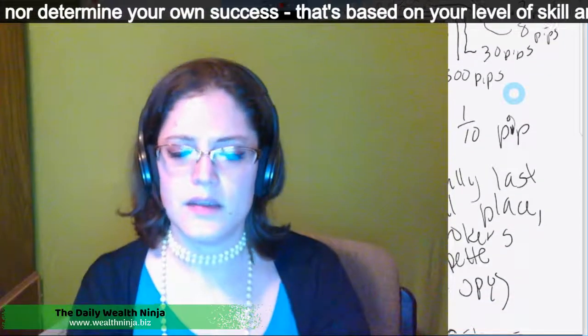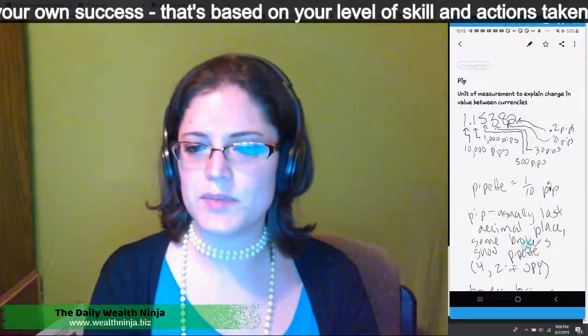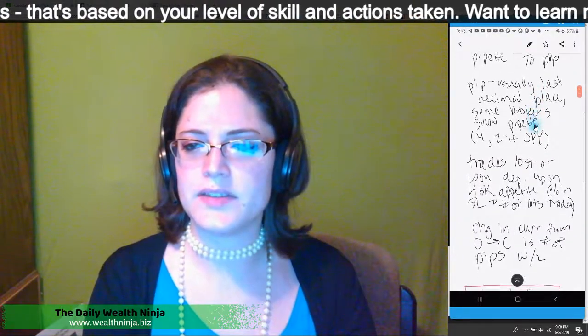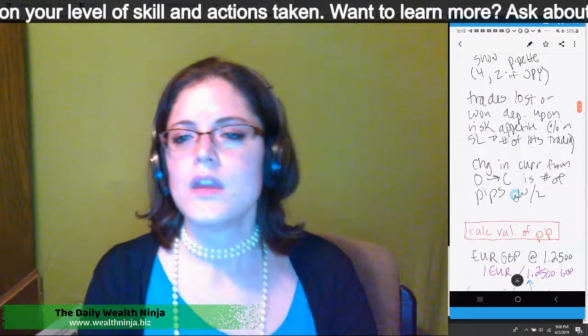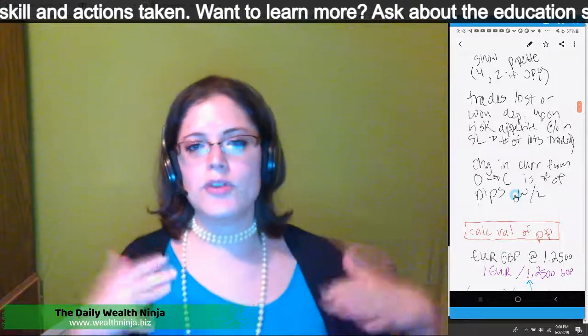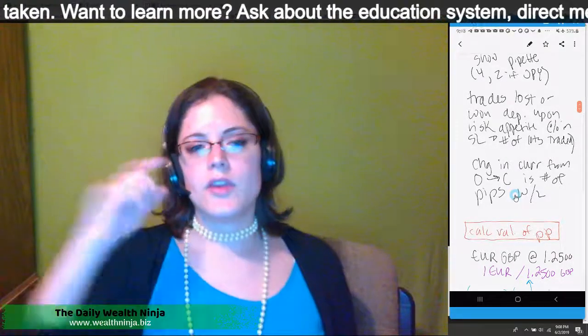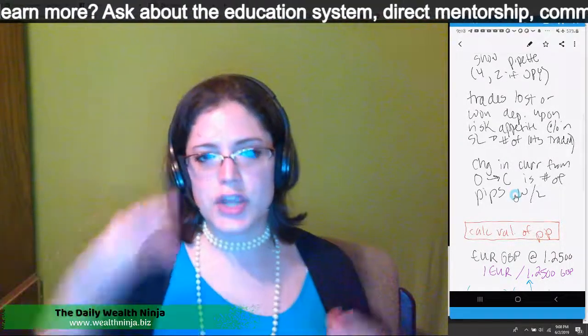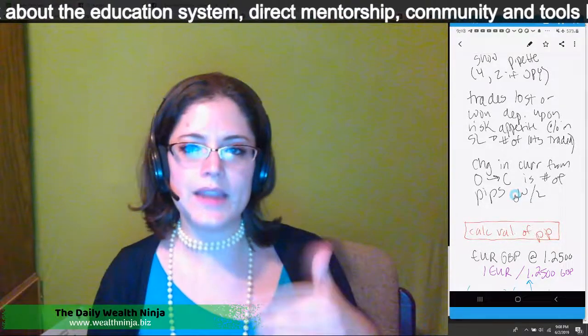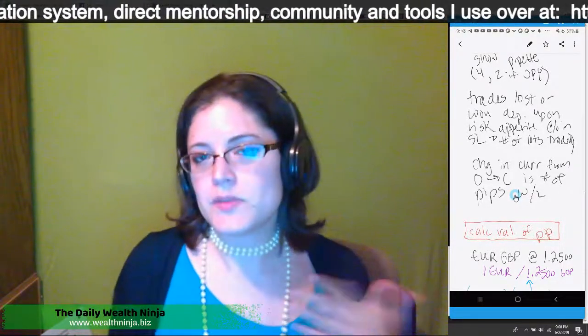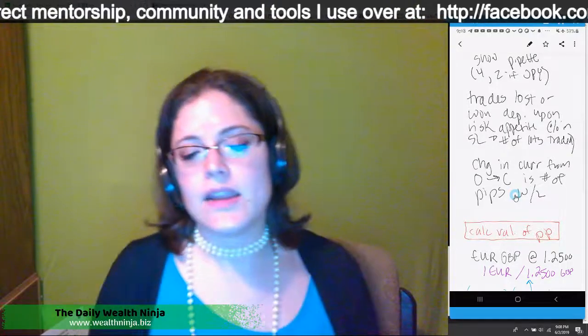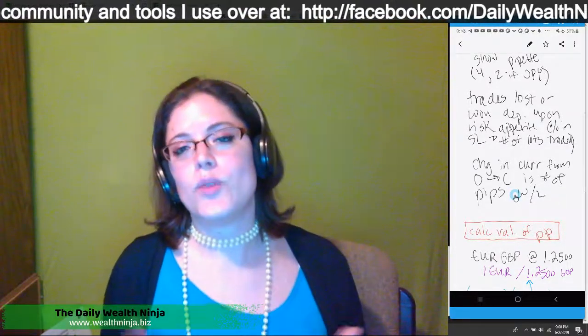So as I said, a pip is usually the last decimal place, and it's the second decimal place if it's a Japanese yen pair. So for your trades, whether you lose them or win them, the number of pips that changed from when you get into your trade to when you get out is how many pips you've lost or won. And that can be a huge factor in whether you blow your account or not.